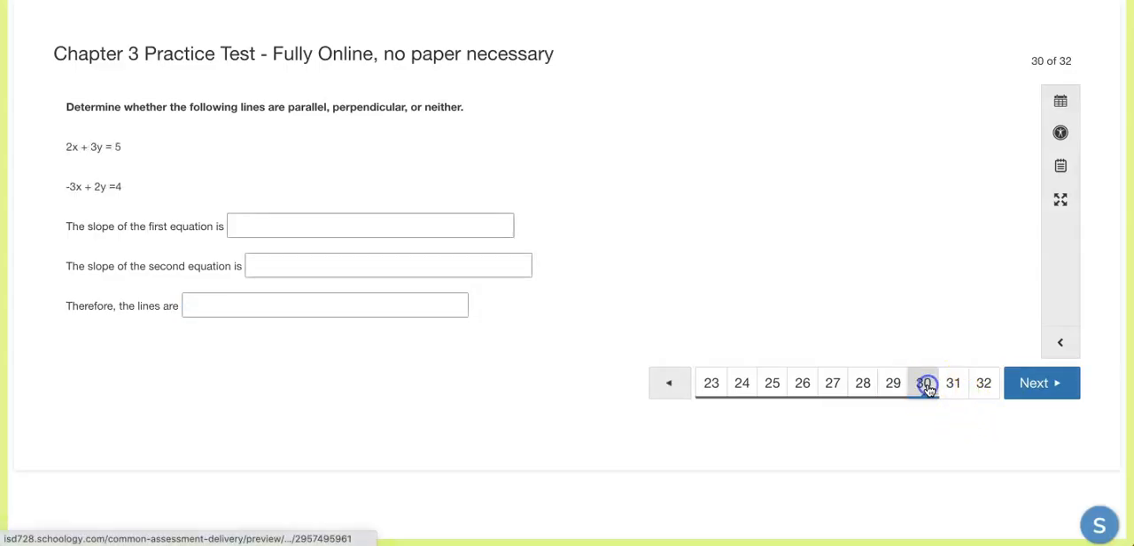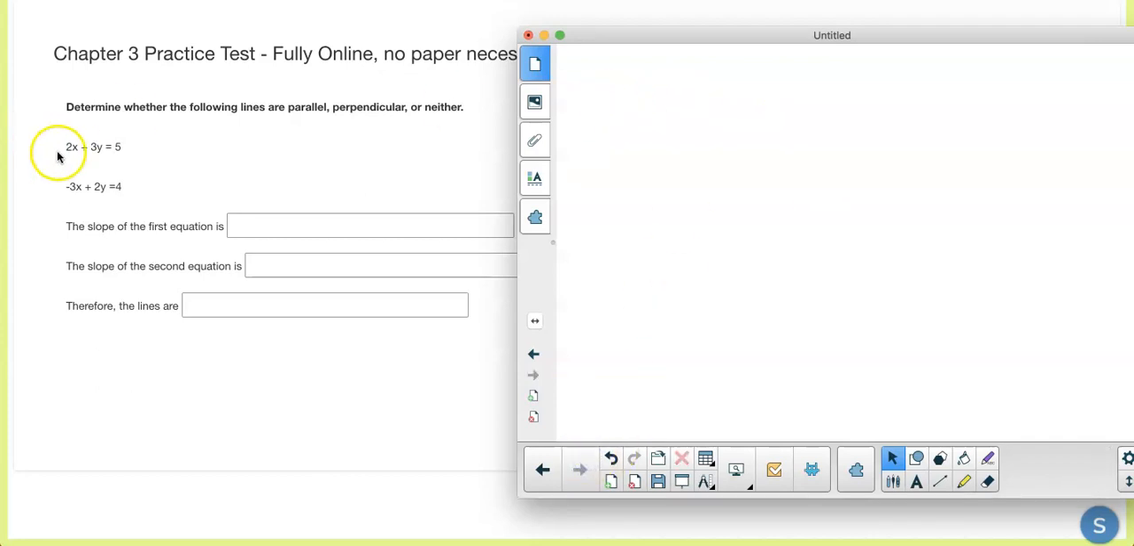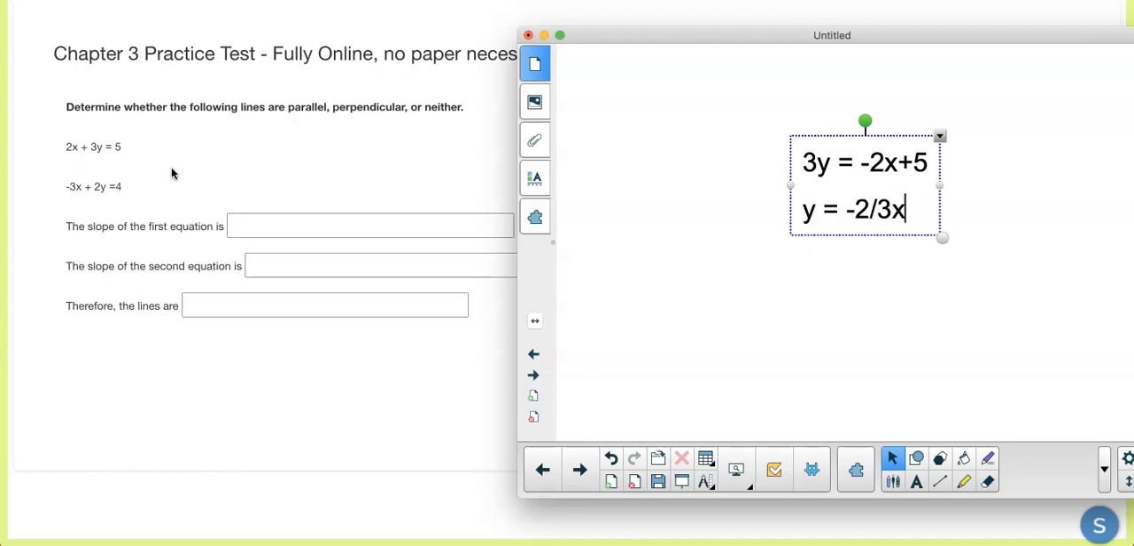Okay. Do another one like that. We have to make both equations have y all by itself. So let's start with the top one. So I need this 2x plus 3y equals 5 to have y all by itself. So I'm going to start by subtracting both sides by 2x. And then I'm going to divide both sides by 3. Notice that both of the numbers over here get divided by 3.